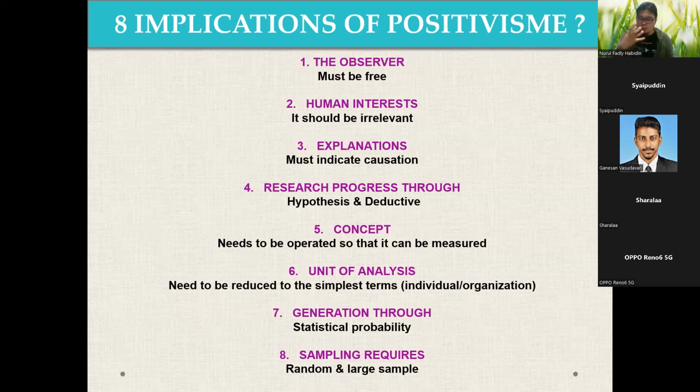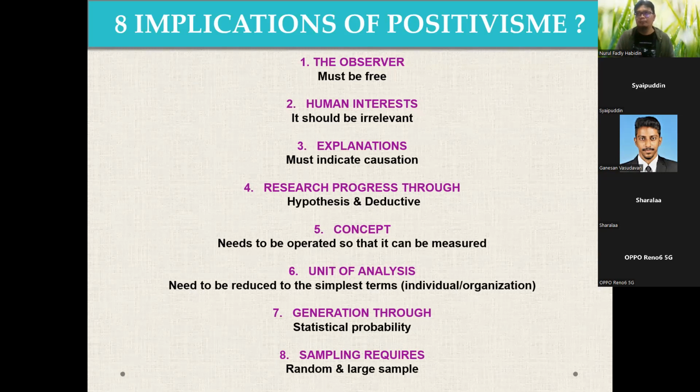Explanation, yes. In quantitative, we actually explain, but not in depth. It must indicate causation, but it does not try to give a deep explanation, just a general one. For example, based on your result, this result shows that the relationship between A and B is significant because the p-value is less than 0.05. Your answer is straightforward, scientific, and systematic based on the p-value. So based on the p-value, your answer is significant or not significant.